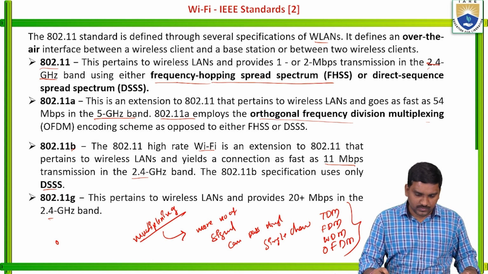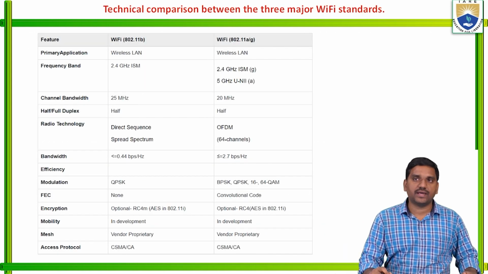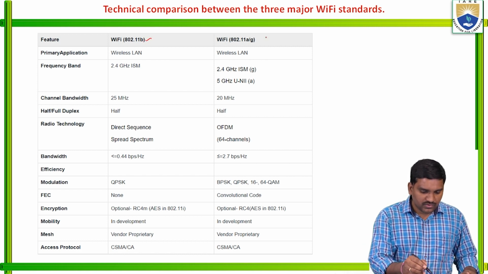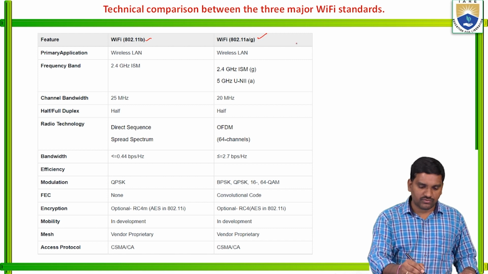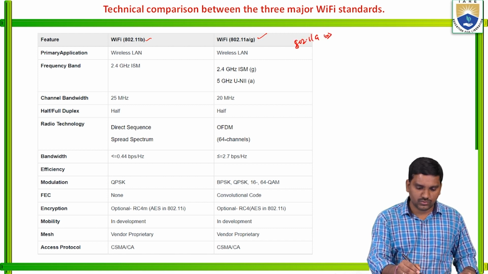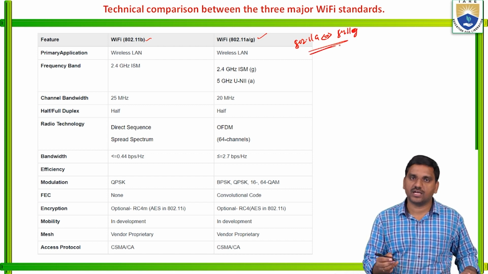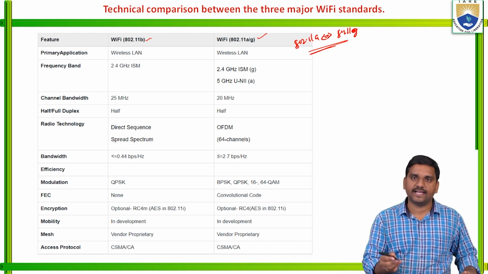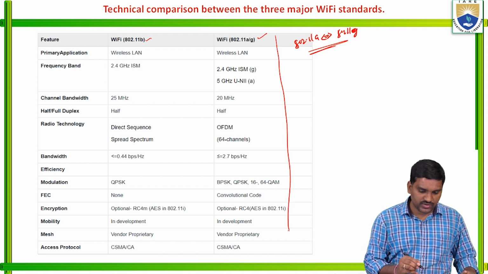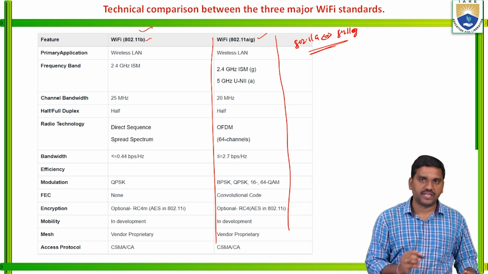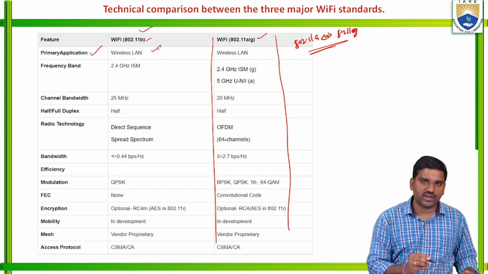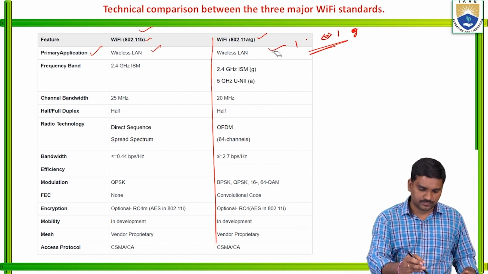Let's see a technical comparison of the 3 major Wi-Fi standards: 11b, 11a and g. 802.11a is similar to 802.11g, so the technical comparison parameters are almost equal for a and g. That's why I compare them against b. The first feature is primary applications. The primary application is wireless LANs.